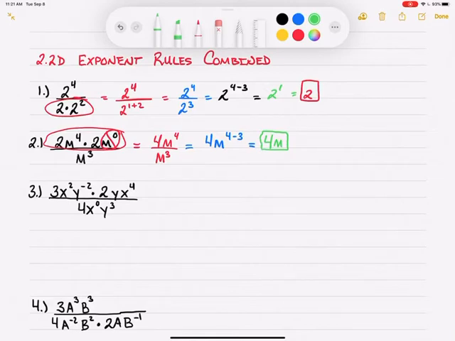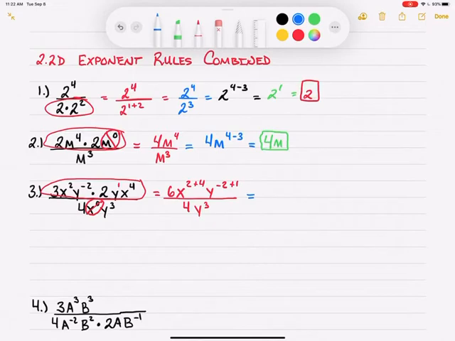In example 3, I've kind of got a lot going on. In the numerator, I'm going to worry about all of this first. Okay, so in the numerator, 3 times 2 is 6. X squared and x to the 4th becomes x to the 2 plus 4 power. And then I have y to the negative 2 and then y to the 1st. I'm going to go ahead and put that together. Negative 2 plus 1. In the denominator, I notice that this has x to the 0, so I know that's going to be a 1, so I'm not going to worry about it. I still have 4 and y to the 3rd.